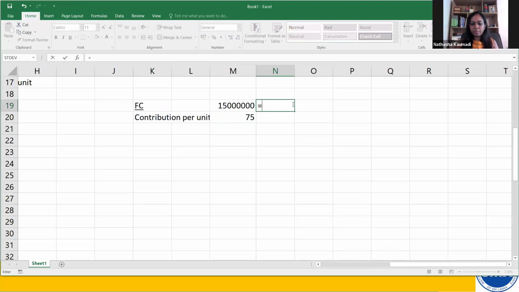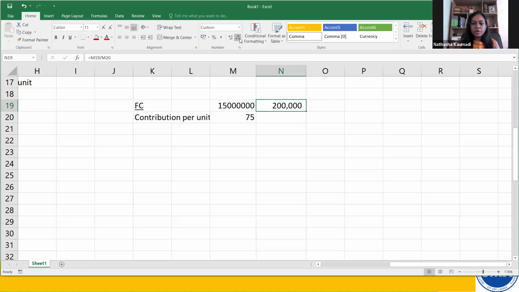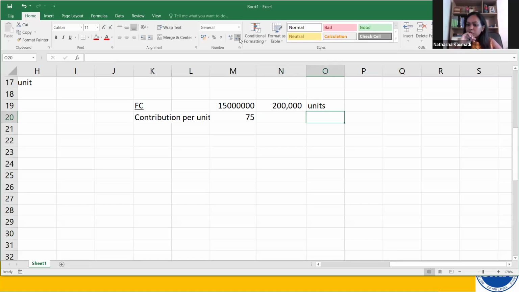Let's see. Is it 200,000 units? Yes, right? Others, is it 200,000 units? Break-even point means you need to sell 200,000 units in your organization to be at the break-even point. So in order to start making profits, you need to sell at least 200,001 units. You need to exceed this level.